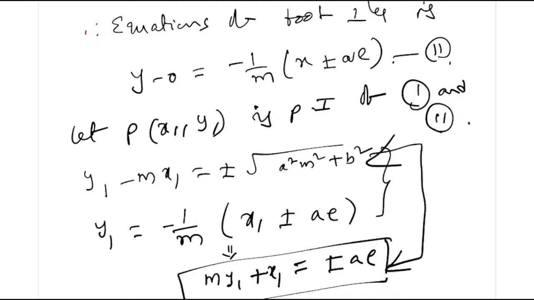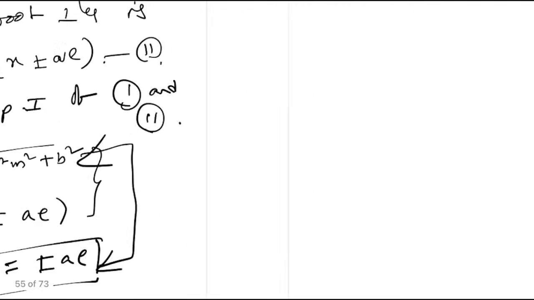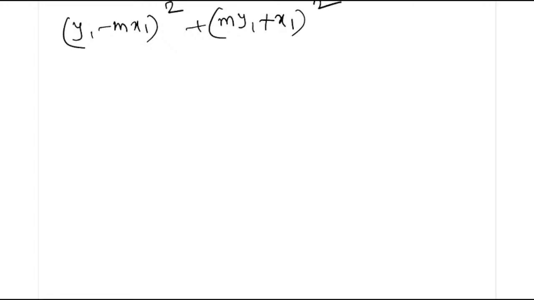That's the step you have to understand. Square it and add it. Have you got what I am saying? Just square it and add it. So when you square and add, what you will get is (y1 minus m x1) whole square plus (m y1 plus x1) whole square is equal to a square m square plus b square plus a square e square. Be very careful during the calculation.